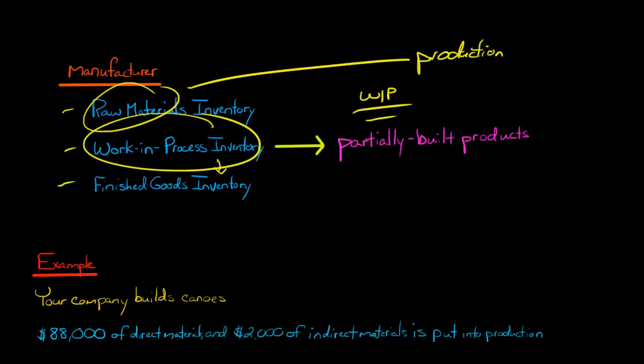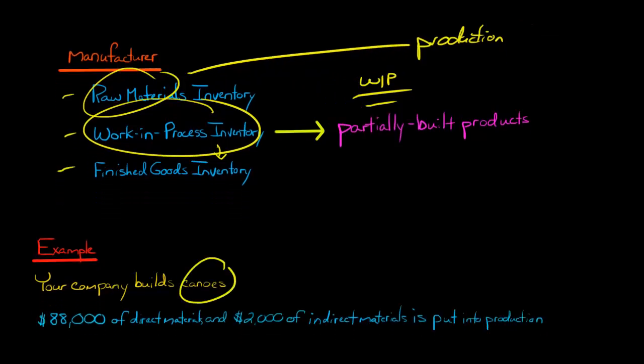Okay, so let's say that your company builds canoes. You like the outdoors, and you've got $88,000 of direct materials and $2,000 of indirect materials that are put into production. Now here I'm not talking about buying raw materials. You already have the raw materials on hand. The key is you're taking them and putting them into production. And so when you put materials into production, now it becomes work in process inventory.